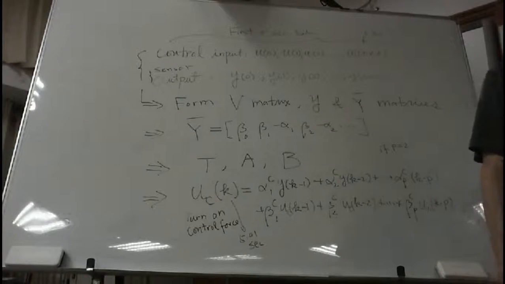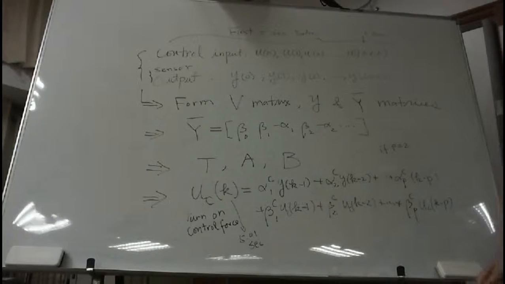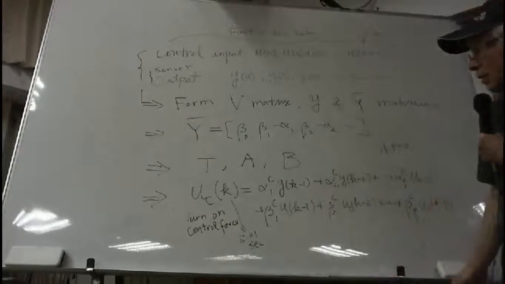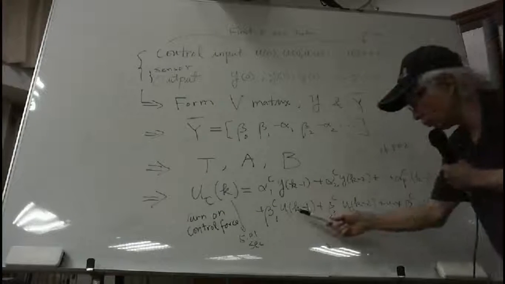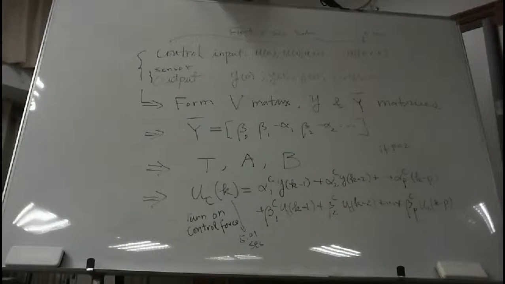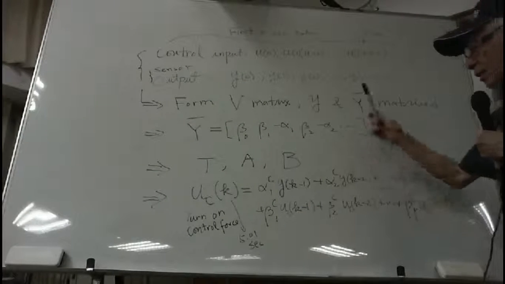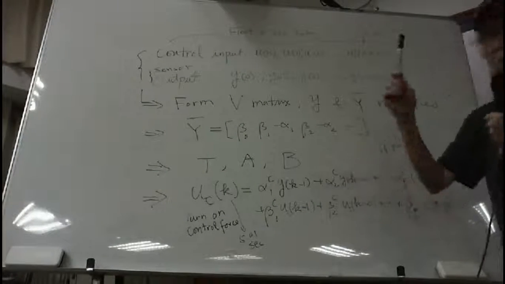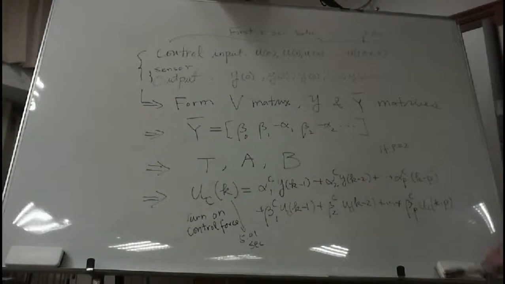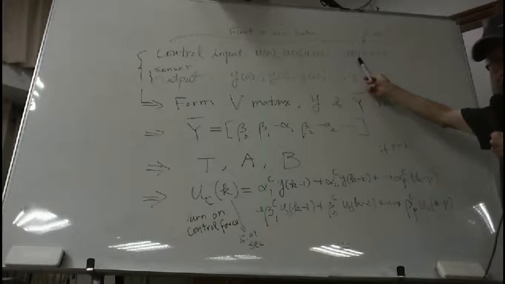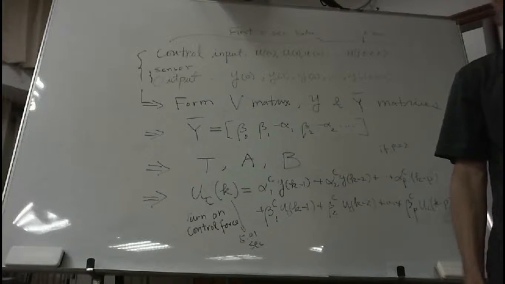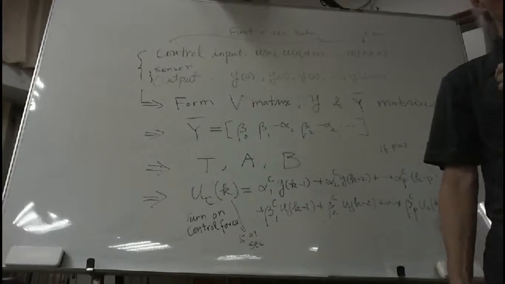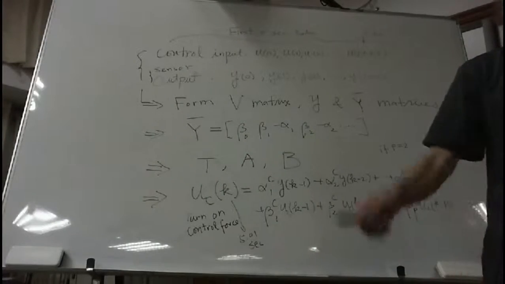Understand now? As soon as you turn on UC, you will have new data come in, new output, new input. Then you use the new output, new input, and this becomes O1. That's for system ID only. Okay? Understand now?